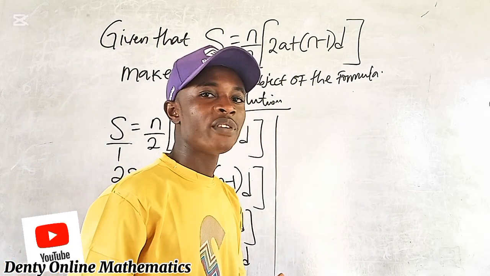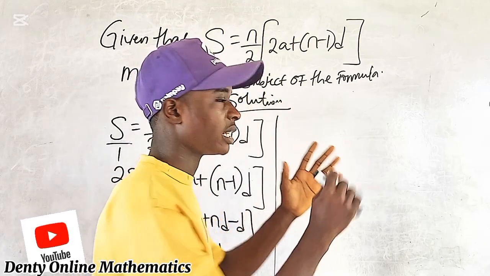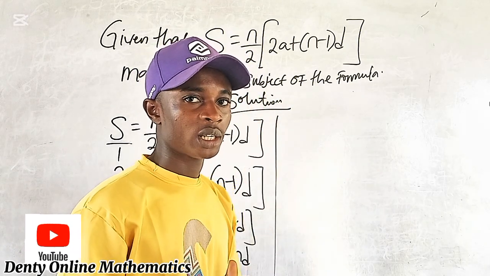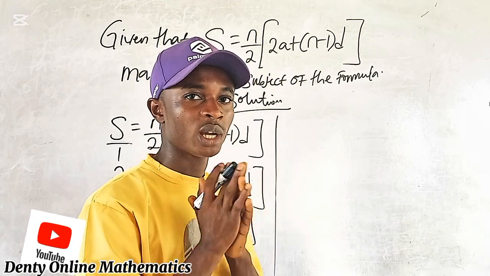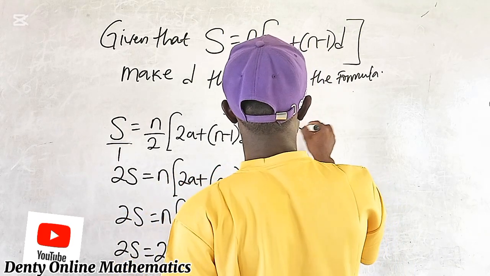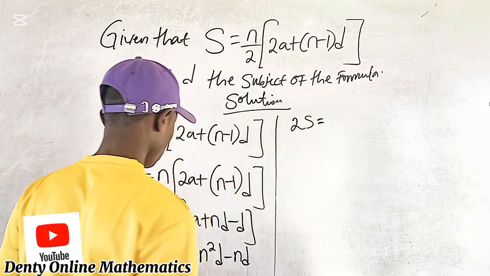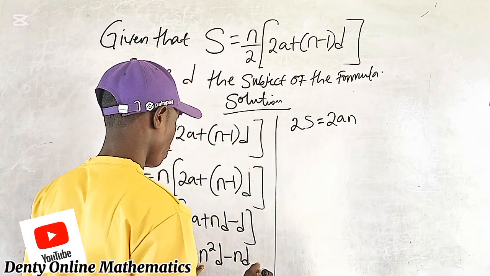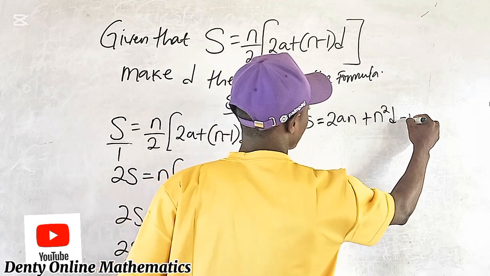Now, every term that contains d, I will take it to one side because I want to make d the subject. So since anything that has d, I will take it to one side so that I can make d stand on its own. So now, what we have here is 2S first, equal to 2an + n squared d − nd.